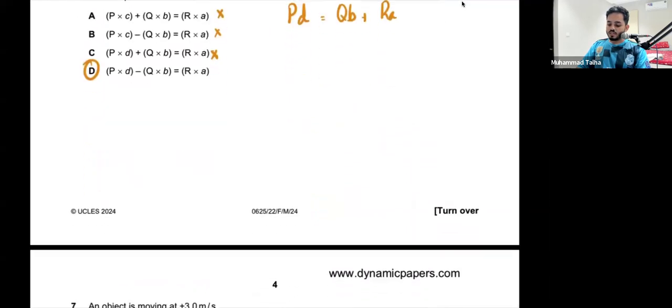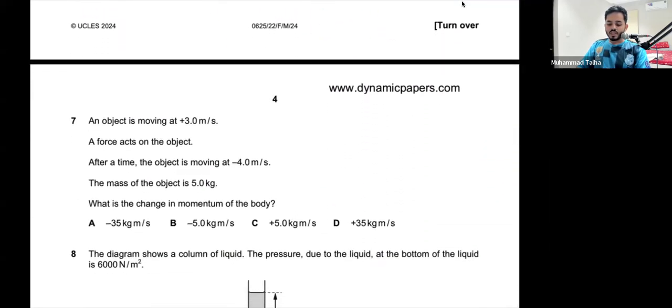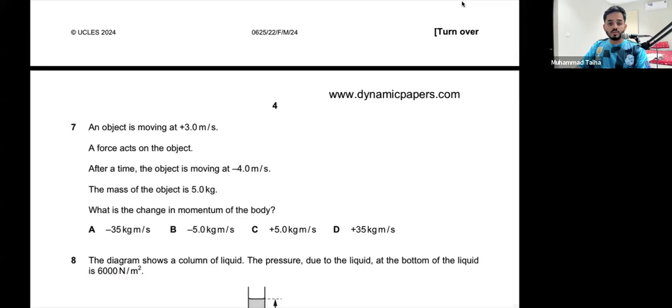Right? Question number 7. An object is moving at positive 3 meters per second. A force acts on the object. After a time, the object is moving at -4. Mass of the object is given. What is the change in momentum of the body?